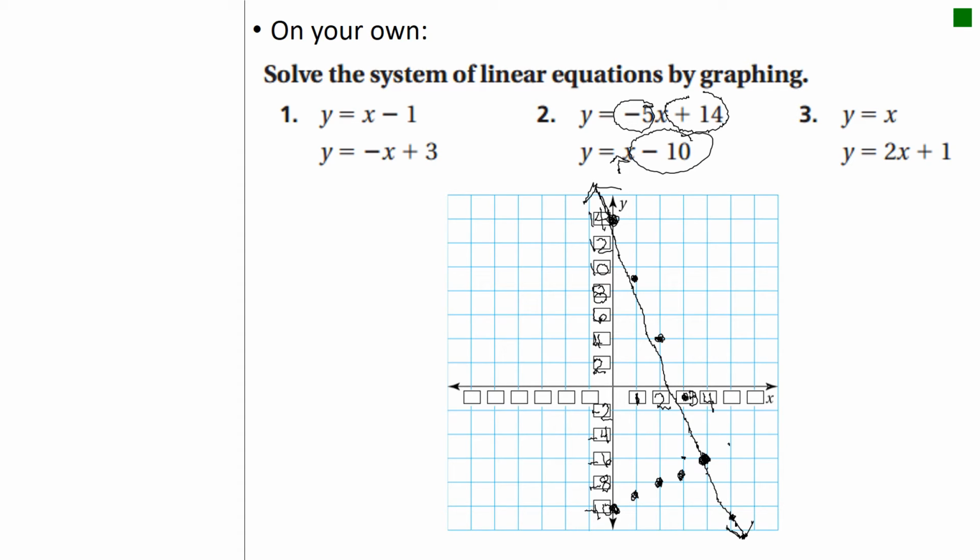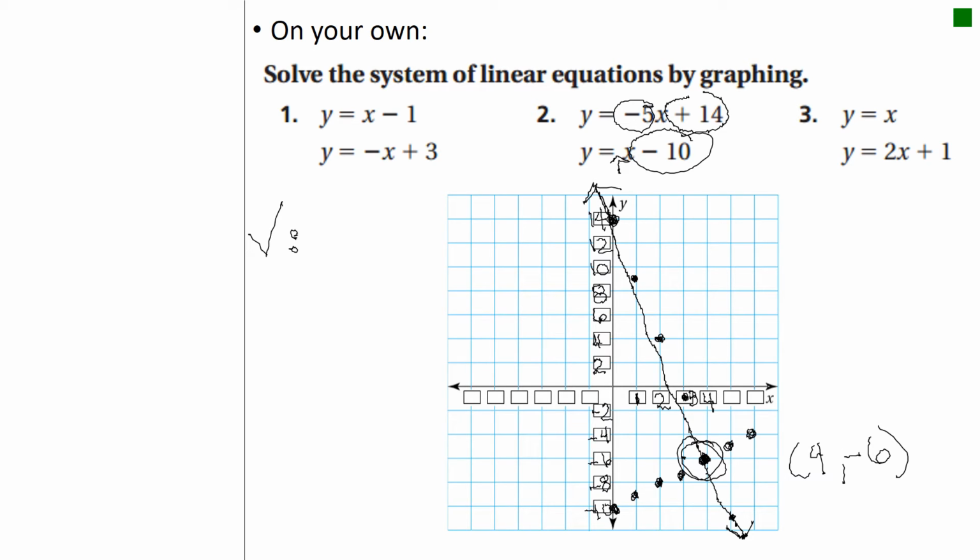Do I have to keep going? No, you don't have to keep going. We can stop right here. Here's where our intersection is for number 2, and that's 4, negative 6. Next, we're going to check to make sure that works out.